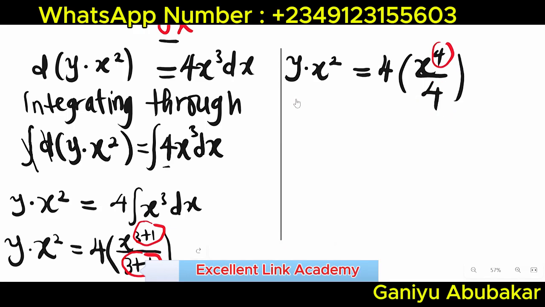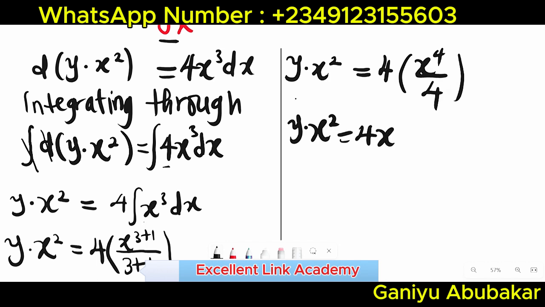Let's proceed. From here, y times x squared is equal to 4x to the power 4 all over 4. This 4 here times x to the power 4 gives you 4x to the power 4. This 4 here is what I've written down here. So let's proceed, please.